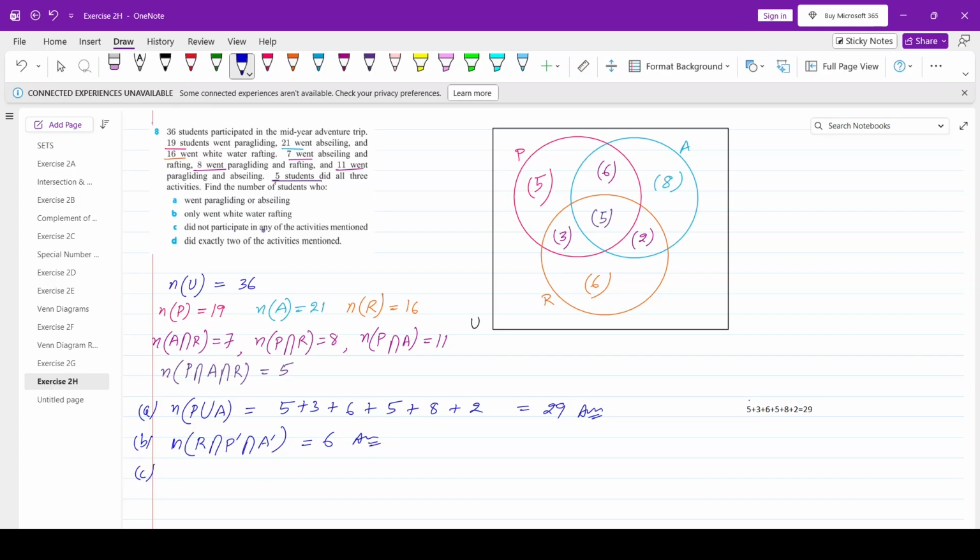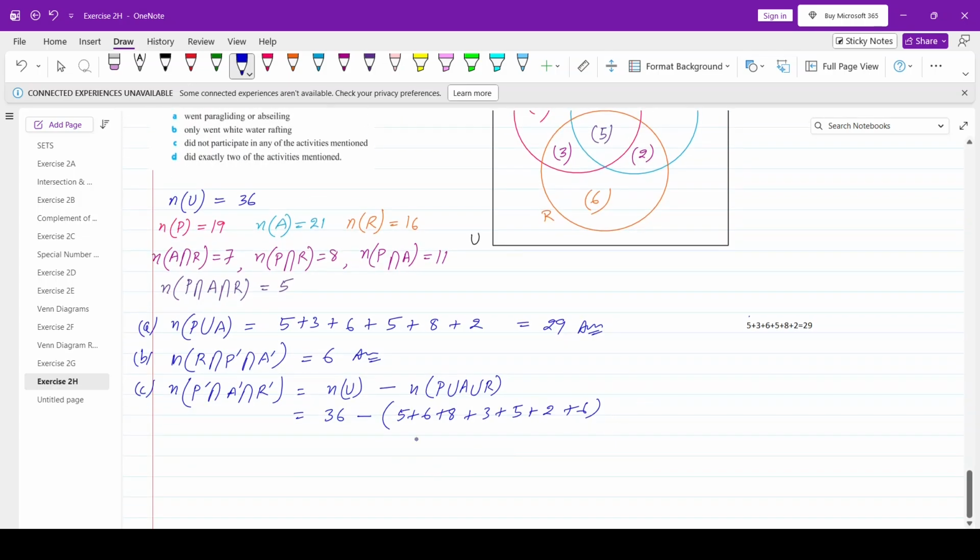Part C says did not participate in any of the activities mentioned. Therefore, the number of students in P prime intersection A prime intersection R prime is going to be the number of students in the universal set minus the number of students in P union A union R. This is going to be 36 minus, now P union A union R is going to be 5 plus 6 plus 8 plus 3 plus 5 plus 2 plus 6, and this term, let's calculate this term, 5 plus 6 plus 8 plus 3 plus 5 plus 2 plus 6 is 35.